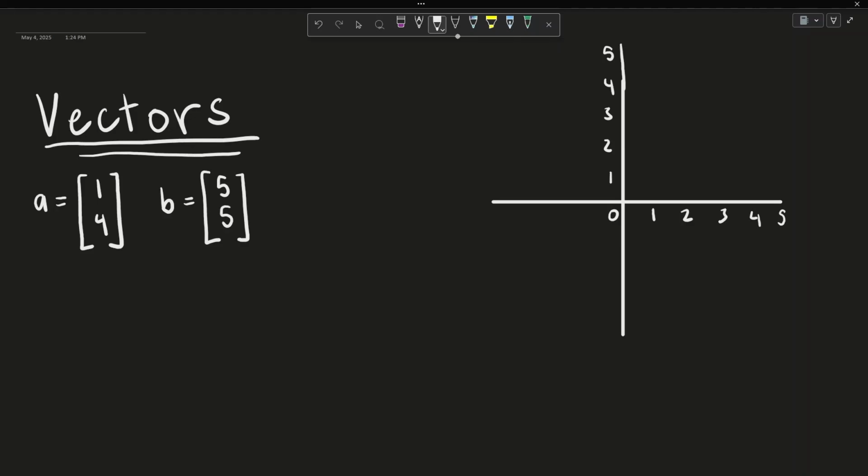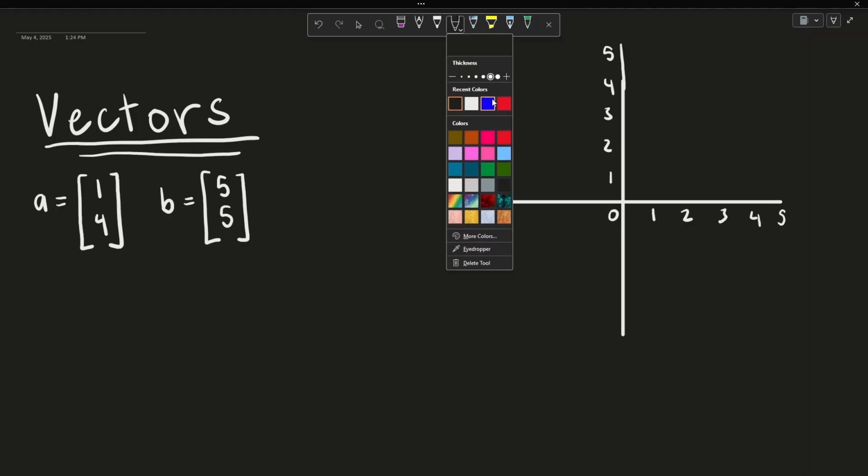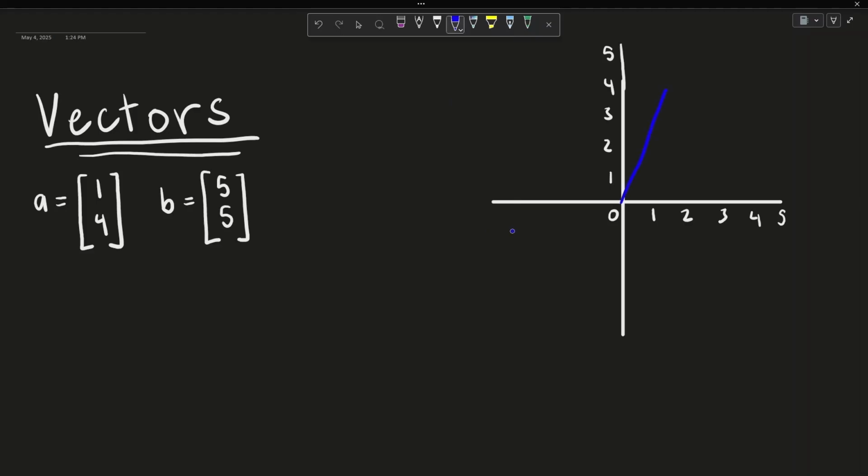Okay, so first we'll start by drawing the vector A. And let's draw this vector A in blue. So if we have vector A in blue, we'll first start by finding the x-coordinate, which is 1, and then the y-coordinate, which is 4. And we'll observe that it starts at the origin. Just in the standard vector notation, we always start at the origin, and it ends at this point. So the vector points in this direction, and it has this length.